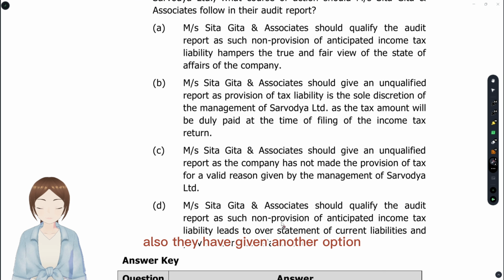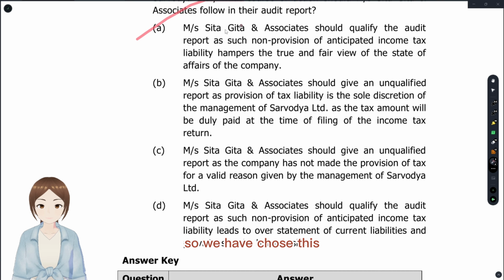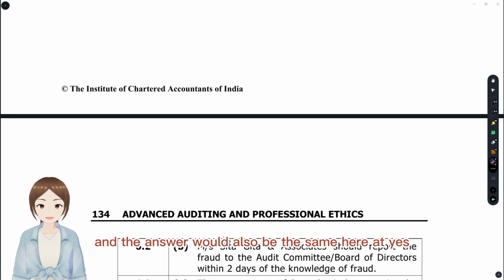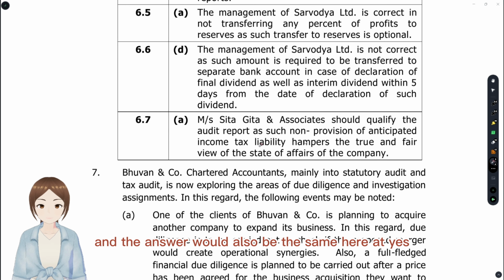Here they have given another option, that it leads to overstatement of current liabilities and provisions in the balance sheet. We have to choose the one which is closest to our responsibilities. What is the responsibility of the auditor? To obtain sufficient appropriate audit evidence to form an opinion that the financial statements are free from material misstatement, whether due to fraud or error, and exhibit a true and fair view. So it is most closely inclined towards our responsibility. So we choose this option as the most appropriate answer, and the answer would be the same here as well.